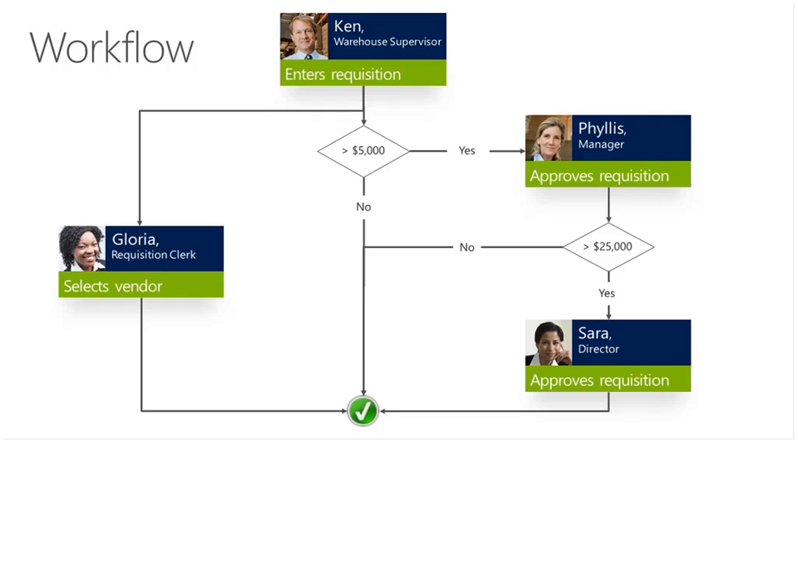We also have some approvals that we want to take place before we can complete the document. We want Phyllis, the manager, to look at it if it's greater than $5,000, just to make sure that everything is okay. And if it's greater than $25,000, after Phyllis approves it, we also want a director to look at it to make sure that it's okay. And once she approves it, then we can go ahead and complete the document. So that's what we mean by workflow in Dynamics GP.